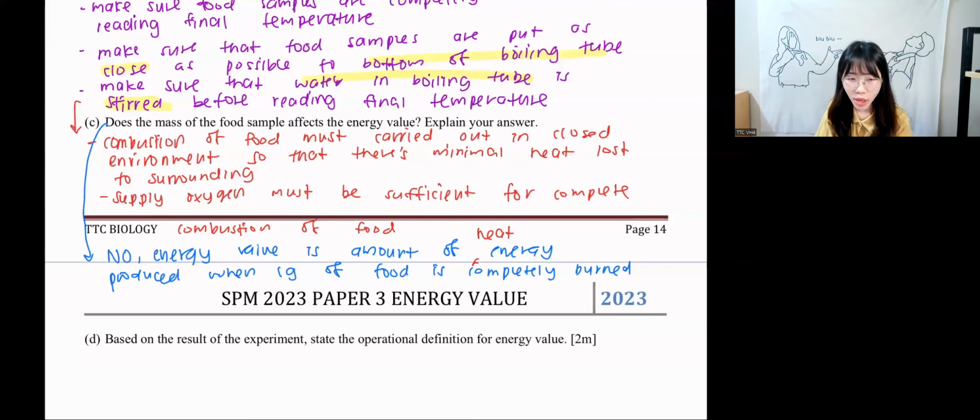Okay, now next, based on the result of the experiment, state the operational definition for energy values. Now we have mentioned, right? How do we write operational definition? We have to include the theory. But if the food sample mass is in the equation, why does it not affect the energy value? Because we divide MC theta by the food mass. So whether the food mass is 2 or 3, we divide back. The answer is based on 1 gram, because the unit is kilojoule per gram. You cancel off the gram.